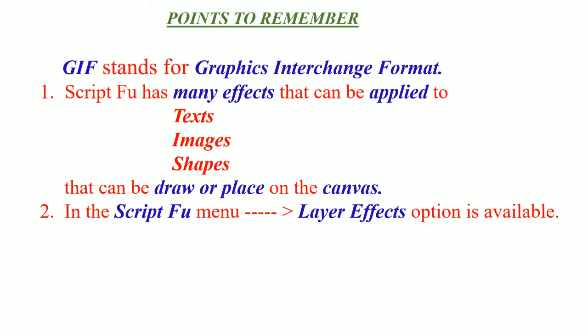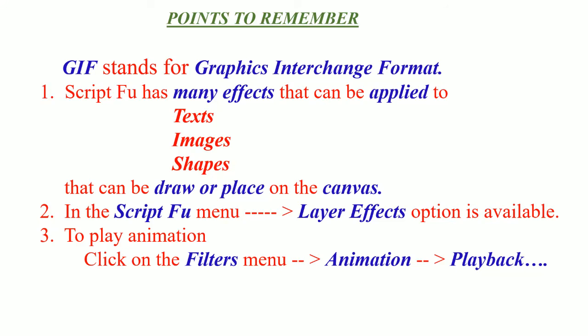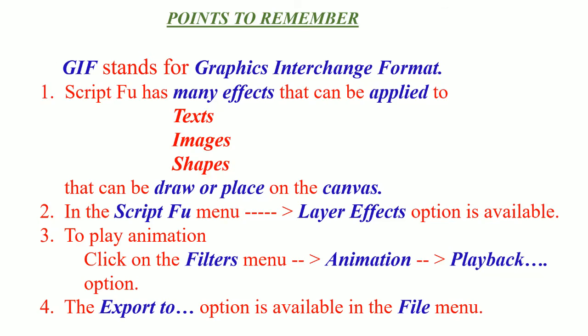Then if you want to apply those effects, go to the script flow menu, select the layer effects option. To play the animation, go to the filters menu, select the animation option. Inside the animation option, select the playback button. So finally, if you want to export the animated images and use them in your website, go to the file menu and select the export to option.